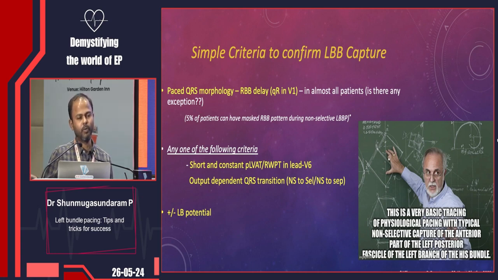The second one is output-dependent QRS morphology transition. So just reduce the output. If you see two different QRS morphologies, that confirms that you are in the conduction system. Getting the left bundle potentials may or may not happen. In some patients with a baseline left bundle branch block morphology, you may not see the potential. And in the majority of patients with antegrade conduction, these potentials can even be far field, so this cannot be taken as valid proof that you are capturing the conduction system. But the other three criteria will help us in confirming the capture of left bundle.